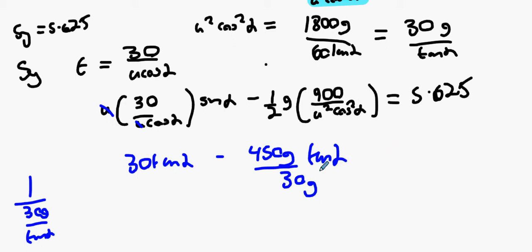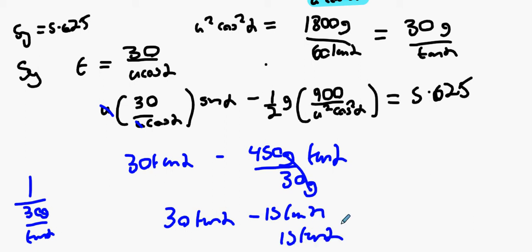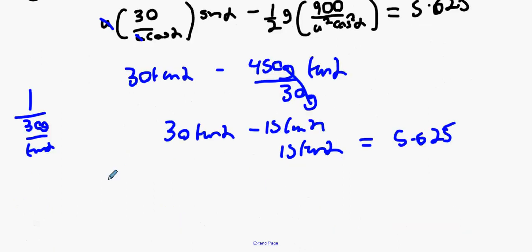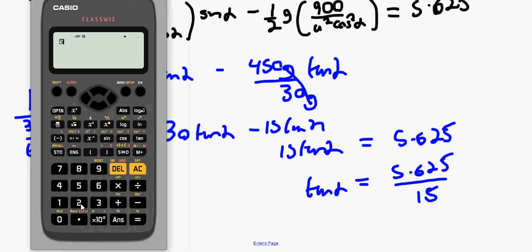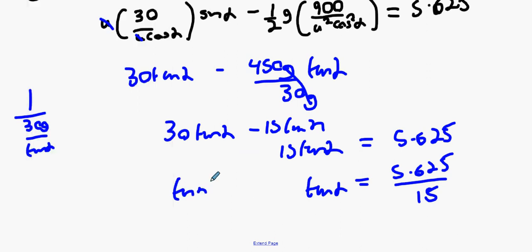Look what happens now, lads. Now you're smiling. G's cancel. 450 divided by 30 is 15. 30 tan alpha minus 15 tan alpha, no bother, that is 15 tan alpha equals 5.625. Divide your 5.625 by 15, and what do you get? 3 over 8. That seems nice. Tan alpha equals 3 over 8.